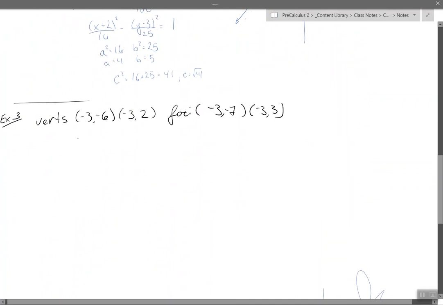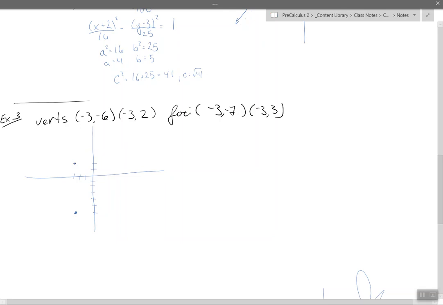So we have our xy coordinate plane. That's not a very good one. Let's try to make it perpendicular, and that's better. So our vertices are at -3, -6. So -1, 2, 3, 1, 2, 3, 4, 5, 6, and -3, -2. So I'm getting the vibe that this is opening up and down.